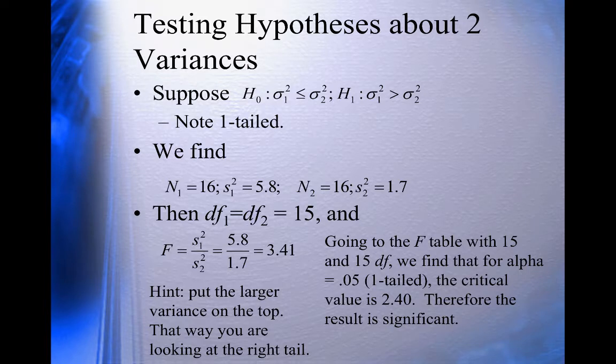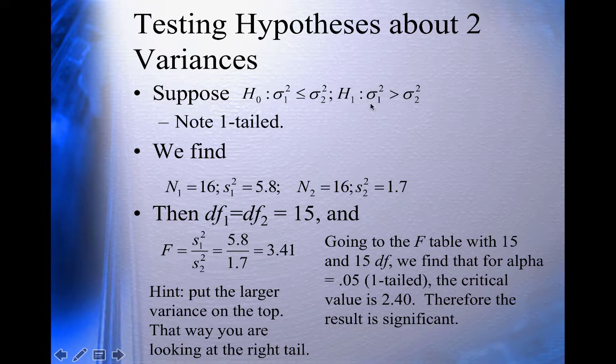Okay, so we can apply F for very many things, but one thing we can do with it is to test hypotheses about variances. So suppose that we are considering whether variance in one group is smaller than the other against the alternative that one's bigger than the other. So the alternative is variance in group 1 is bigger than the variance in group 2.